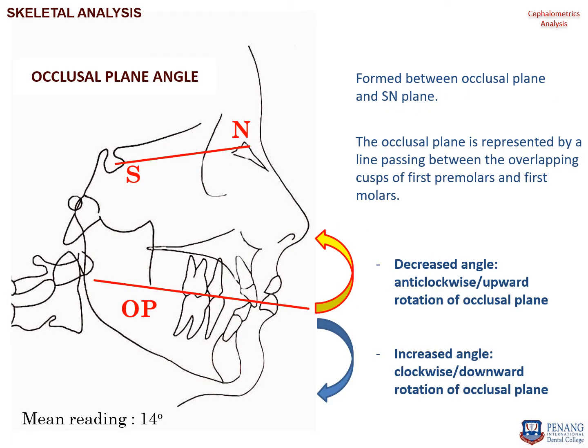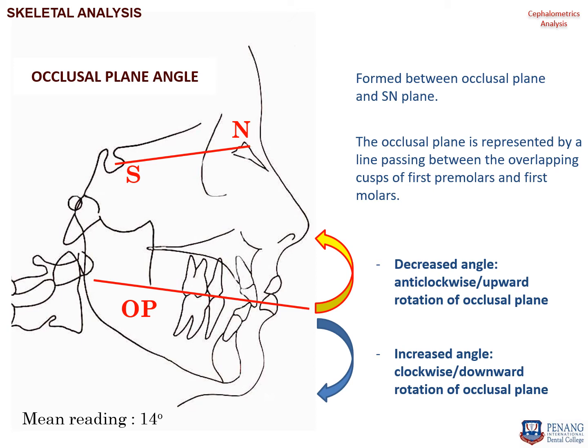The fourth angle we will be discussing is the occlusal plane angle. This is formed between the occlusal plane, as we discussed previously, and the SN plane. The occlusal plane is represented by a line passing between the overlapping cusps. I already told you this. So here, what is the clinical significance of these planes?